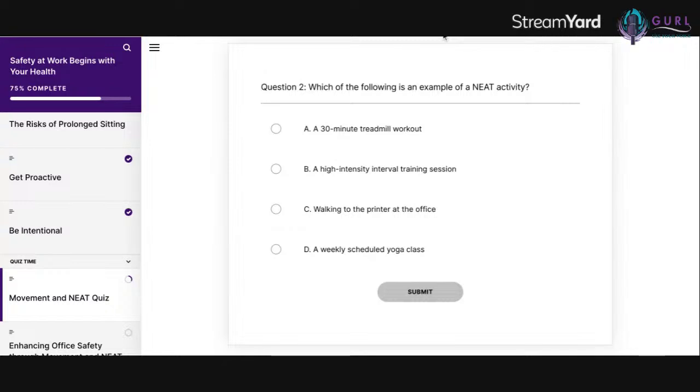Here we go. Which of the following is an example of a NEAT activity? A, a 30-minute treadmill workout? B, a high intensity interval training session? C, walking to the printer at the office? Or D, a weekly scheduled yoga class? What is the answer? Y'all put it in the comments below.